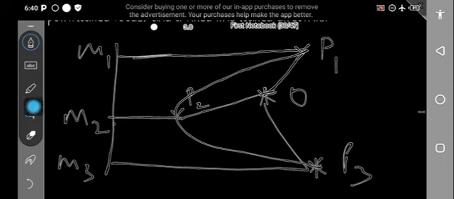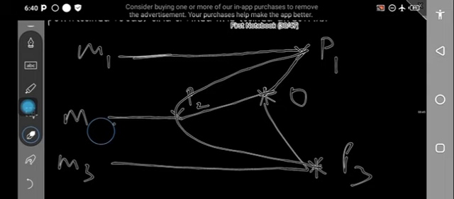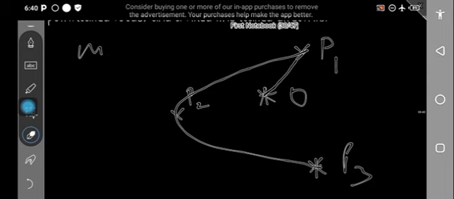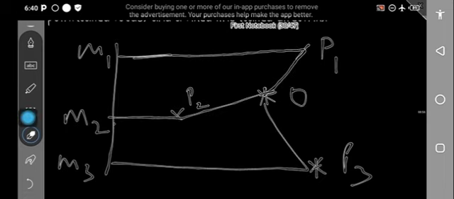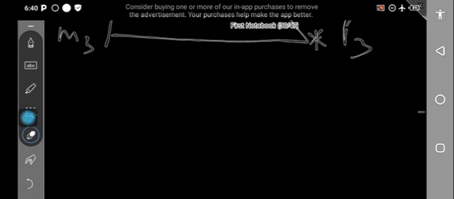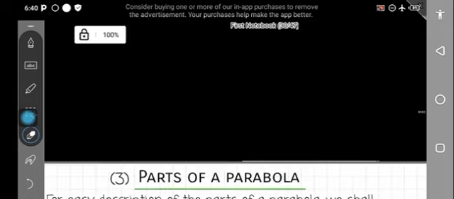If I erase these points, these lines, everything here, you can see what we have left. This is the shape we have left, right? So that is the definition of a parabola. Now let's move on to the next thing.